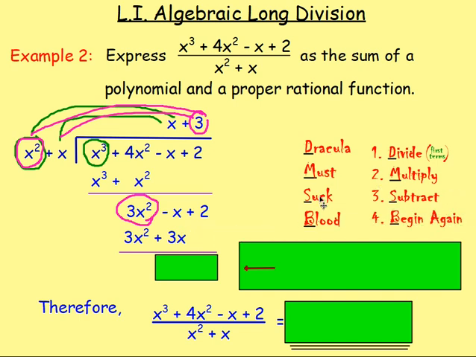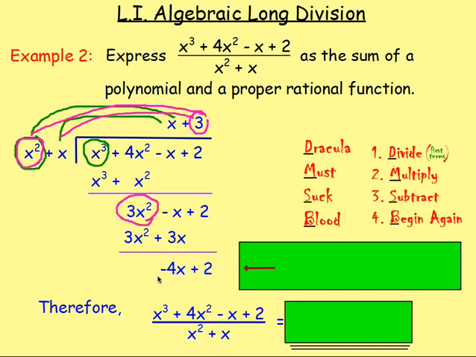After that, Dracula must suck. S for subtract. So every couple of lines you draw a line and then you subtract. Remember, first term should always give you 0. If they don't, you made a mistake. So 3x squared take away 3x squared is 0x squared. Negative x take away 3x gives you negative 4x. And 2 take away 0 gives you 2.